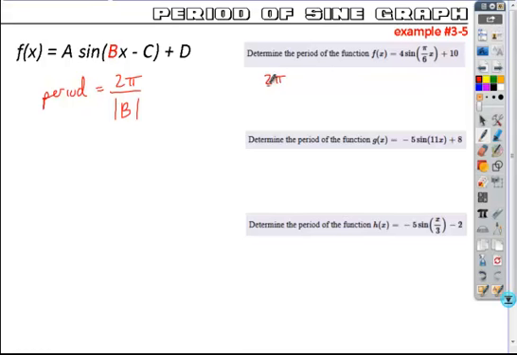If we took 2 pi and then divided by the multiplier in front of our x inside the function, so pi over 6, dividing by a fraction is like multiplying by its reciprocal. So those are equivalent. The pi's cancel. 2 times 6 gives us 12. So the period for that would be 12.